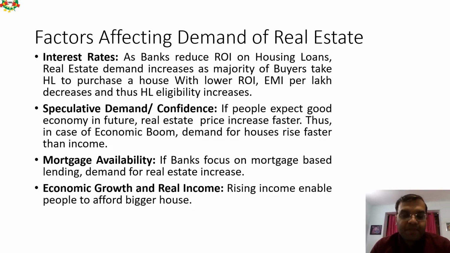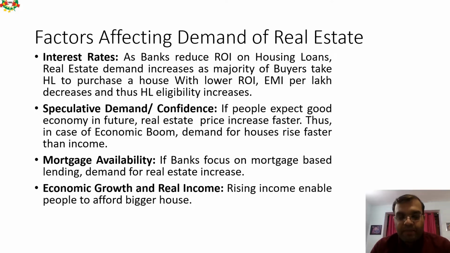Mortgage availability. If banks focus on mortgage based lending, demand for real estate increases. If all banks tend to focus on loans backed by mortgage of property, then obviously ROI will reduce, competition will increase among banks, and banks will start giving mortgage based loans at more lucrative offers, better sanction terms. Better sanction terms could be higher LTV or lower ROI or other lucrative terms also. Waiver of last EMIs, right? There could be waiver of processing fee. There could be a number of offers which lenders can give to allure customers and to grab customers of the mortgage based assets.